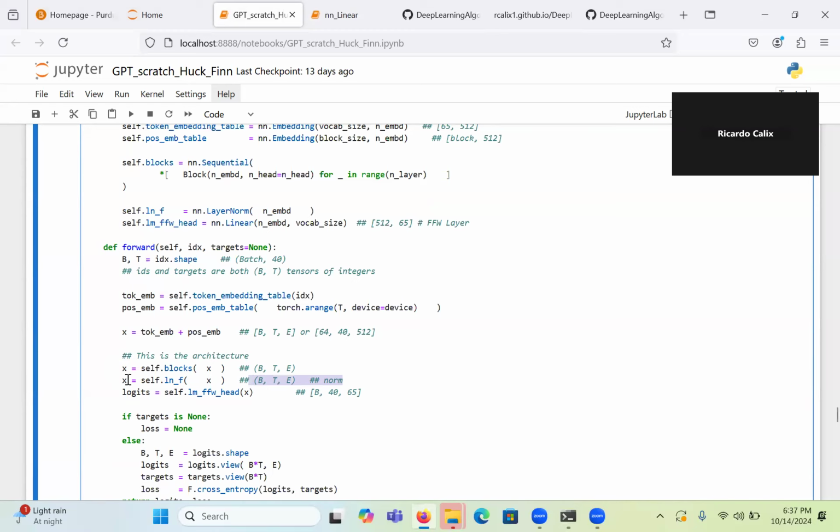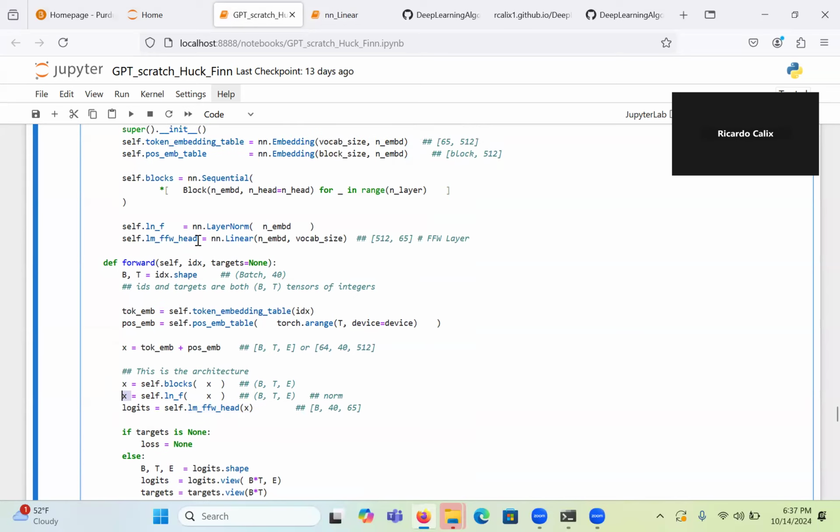Now, we've got X here, and notice that the final thing is logits. This is literally the prediction. So now we are ready to predict text. Remember that GPTs give us text, right? So we need to understand what happens here. LM FFW head takes in X, and let's see what happens. So we're going to look at LM FFW head.